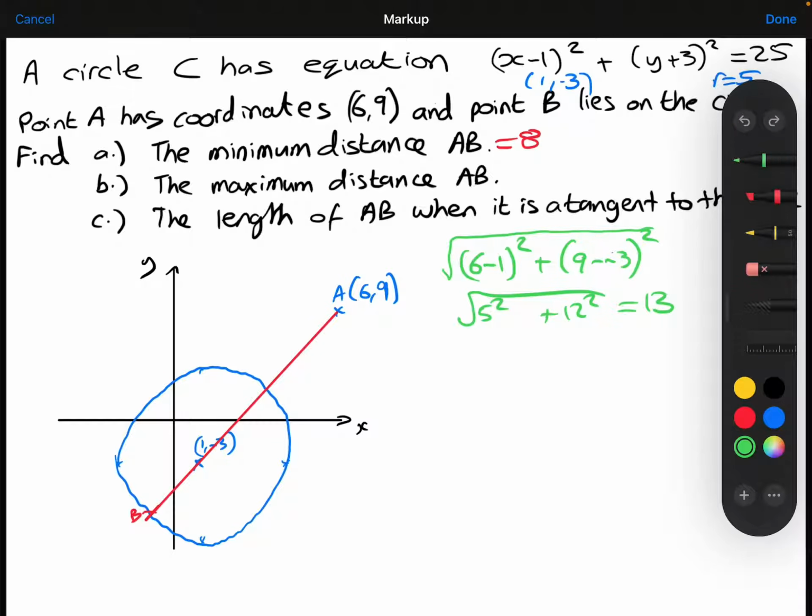Well, I worked out a moment ago that this green part here, the length from the centre of the circle to the point A, was 13. And we know that this is the radius of the circle, which is 5. So therefore, the distance AB, the whole length of that line, is 13 plus 5, which is 18.